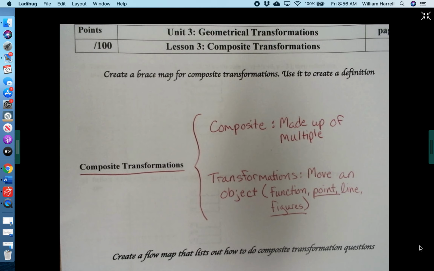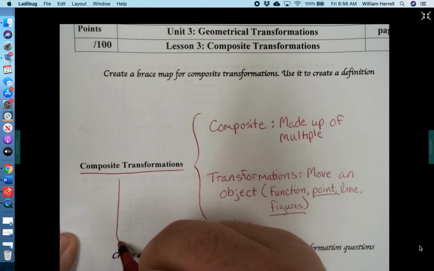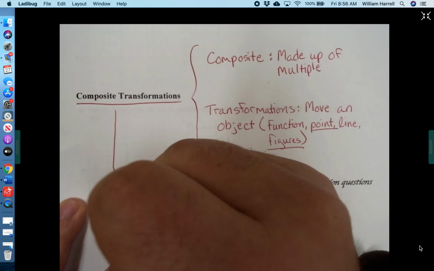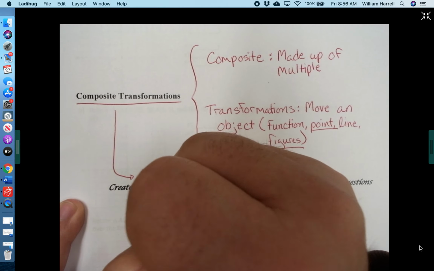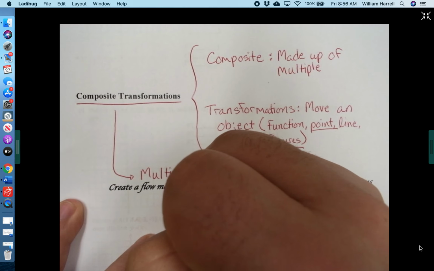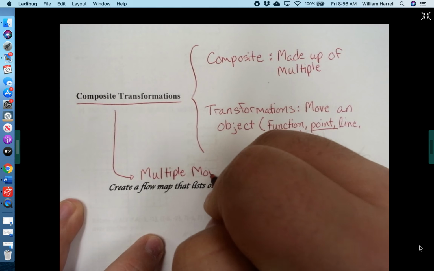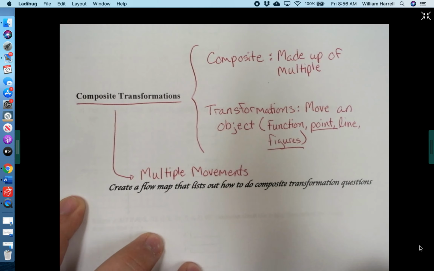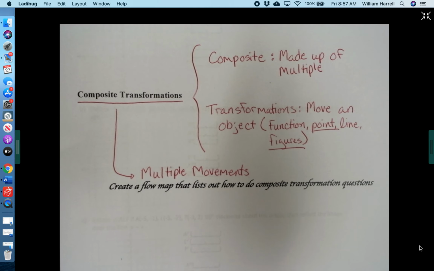So if I want to make a definition of what composite transformations are, it's just multiple movements. Now, don't overcomplicate this.